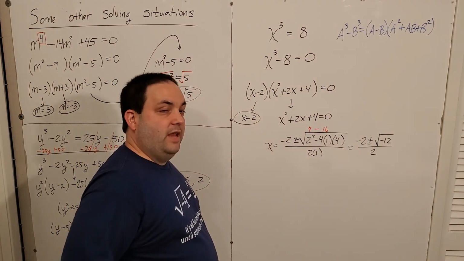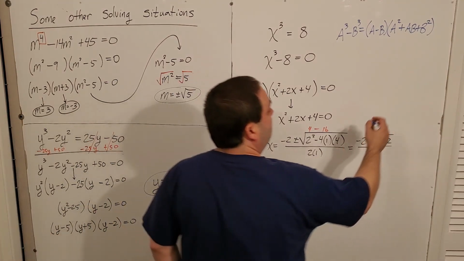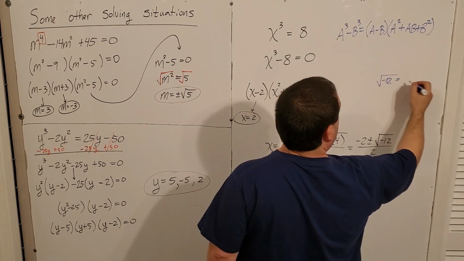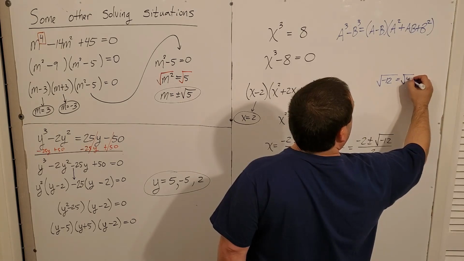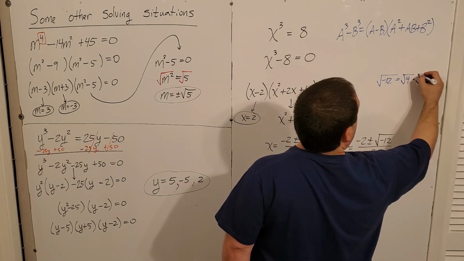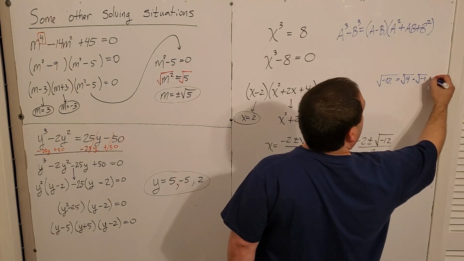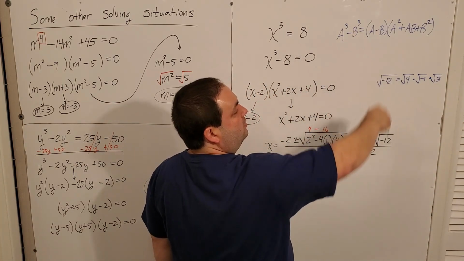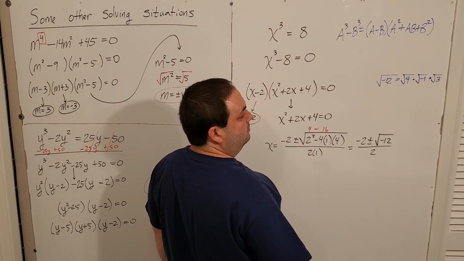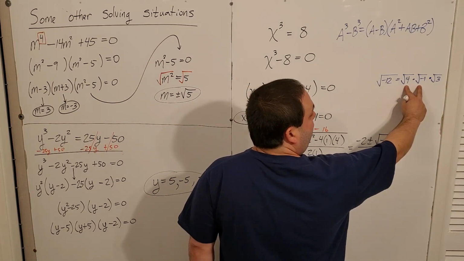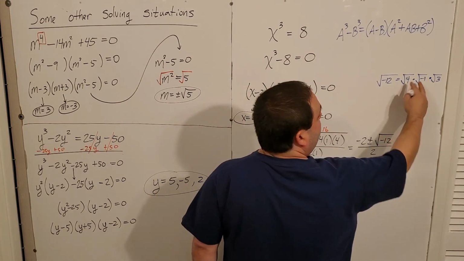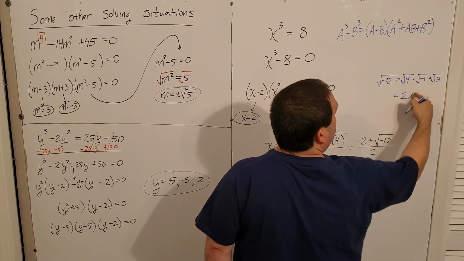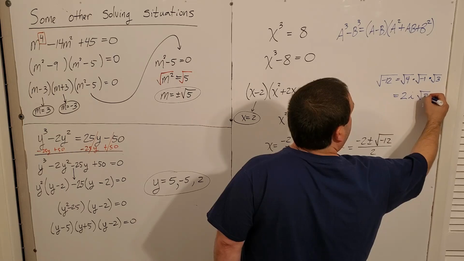The square root of negative 12, I can split up into square root of 4, square root of -1, and square root of 3, right? 4 times -1 times 3 is -12. The reason why I put these two in the front is because those are the two I can actually simplify. That's 2i and square root of 3.